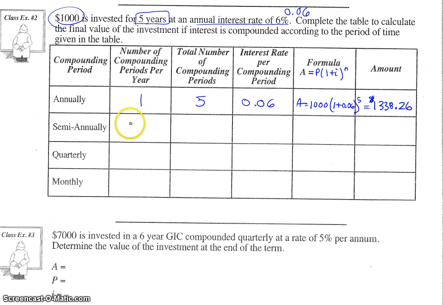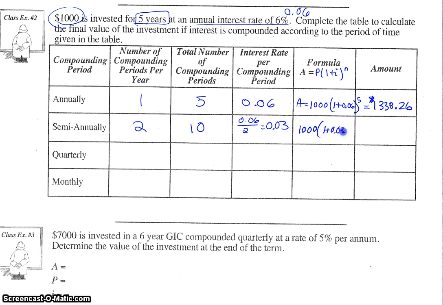Okay, semi-annually, how many compound periods would that be? That would be twice, or 2 per year. So over a 5-year period, that would give you a total of 10 compound periods, 2 per year times 5 years. Our interest rate per compound period, we would take our 0.06 per year interest rate and divide by the number of compound periods per year, so that would end up being 0.03. Alright, so our formula would become 1,000, 1 plus 0.03 to the exponent of 10. Okay, and we'll get that number.